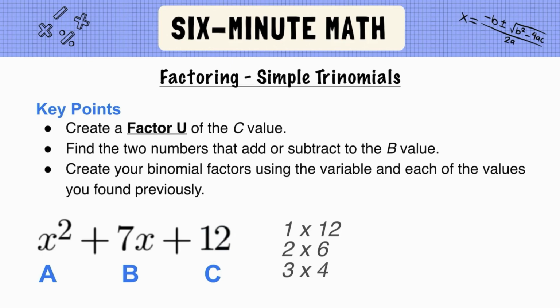And we're going to look for two numbers that add. We're going to look at that c operation to our b value of 7. Which two numbers add to 7? Well, that's going to be 3 and 4. And using the variable of x and those two numbers, we're going to have our binomial factors of x plus 3 and x plus 4.